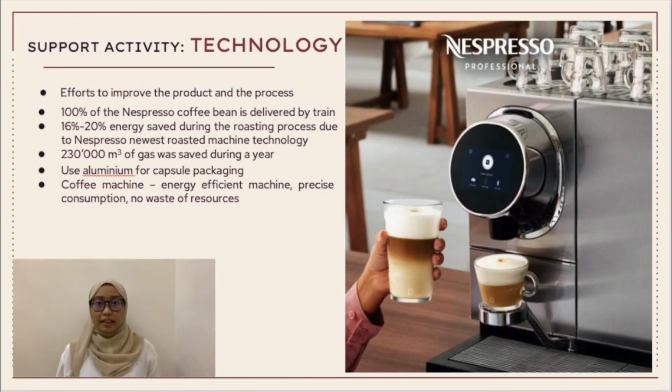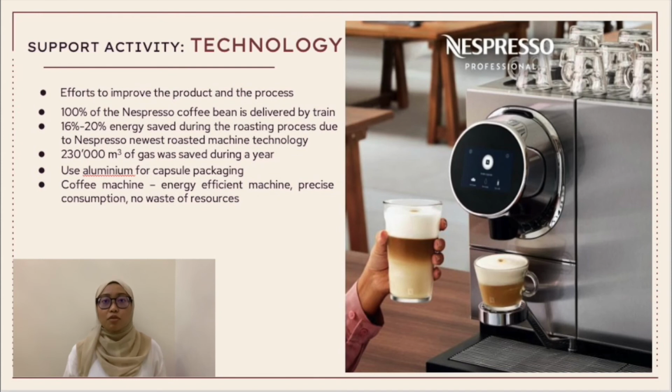The second support activity is technology. Technology development activities can be grouped into efforts to improve the product and the process of the company. The array of technology used in most companies is very broad. As we can see in Nespresso from the video clip just now, they use the latest technology to deliver the coffee from the farm to the factory. Nespresso also could save energy from 16 to 20% during the roasting process due to their new roasting machine technology. According to that, this will save around 230,000 cubic meters of gas during a year.